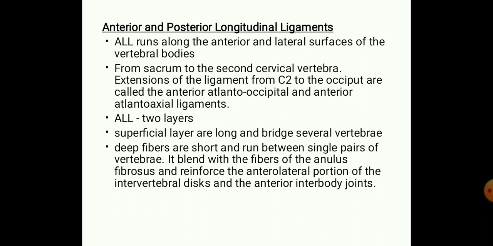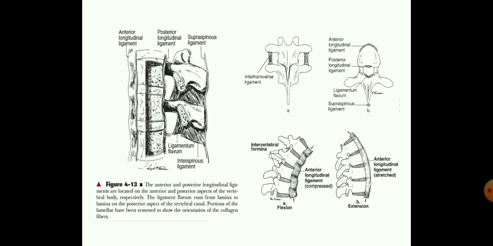anterior atlanto-axial ligaments. This anterior longitudinal ligament has two layers, superficial and deep. The superficial layer fibers are long and bridge several vertebrae, and the deep fibers are short and run between a single pair of vertebrae. It blends with the annular fibers and reinforces the anterolateral portion of the intervertebral disc and the anterior interbody joints.